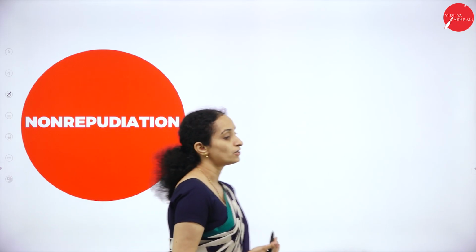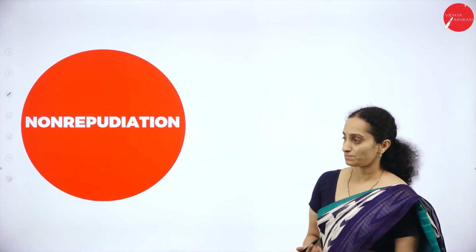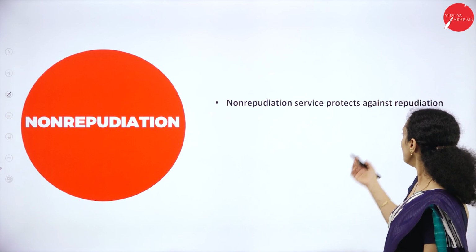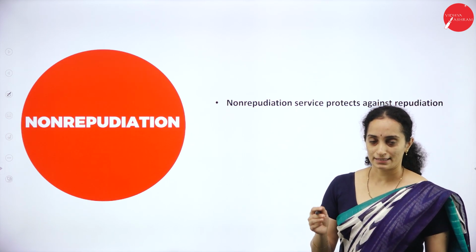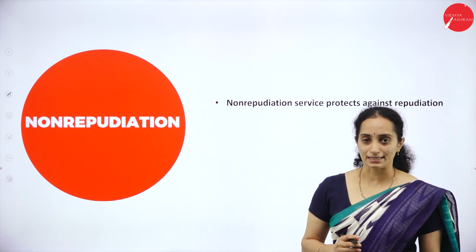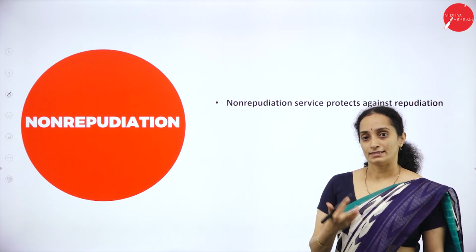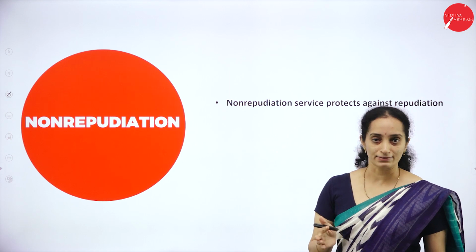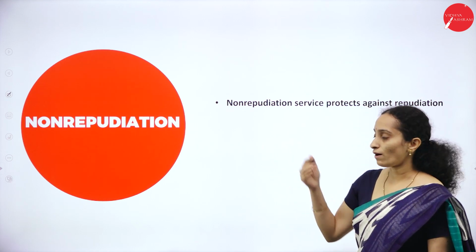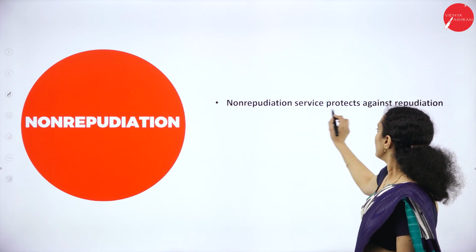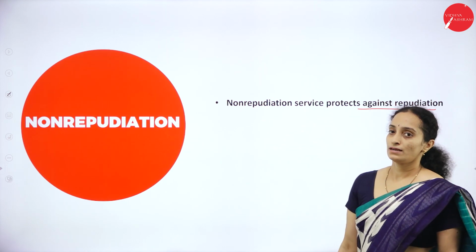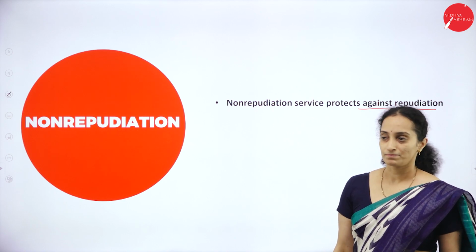Next comes non-repudiation. Repudiation is denying the message: the sender denying that he has sent the message, and the receiver denying that he has received the message. This non-repudiation service confirms that a repudiation attack will not happen.